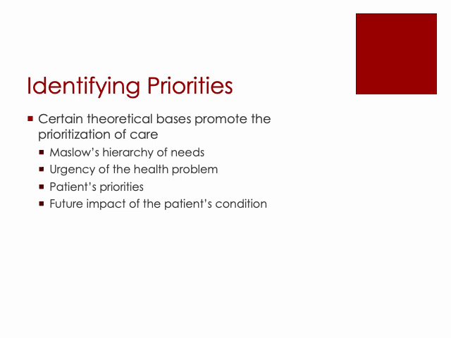There are certain theoretical bases that we can use to promote the prioritization of patient care. Maslow's hierarchy of needs is one of them. These needs are placed in order from the most basic needs to the highest level needs. So it starts out with physiologic needs, then safety, love, belonging, self-esteem, and self-actualization, in that order.